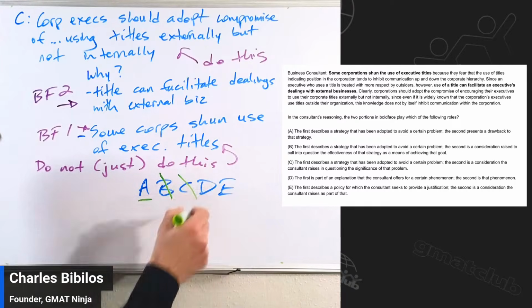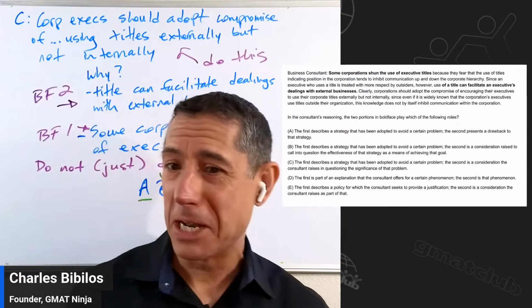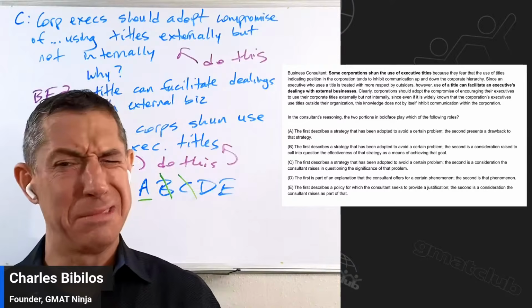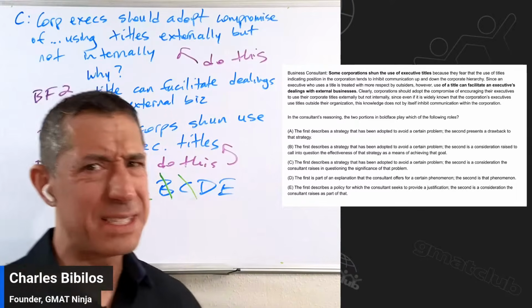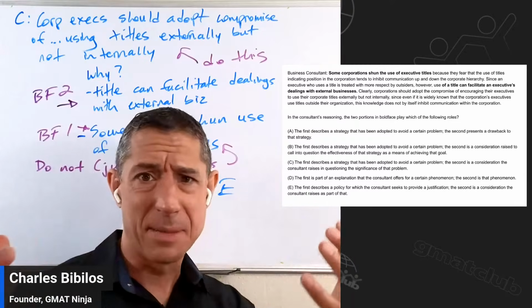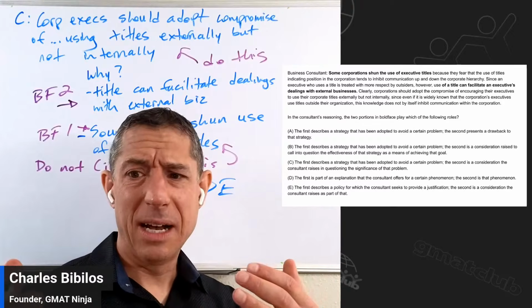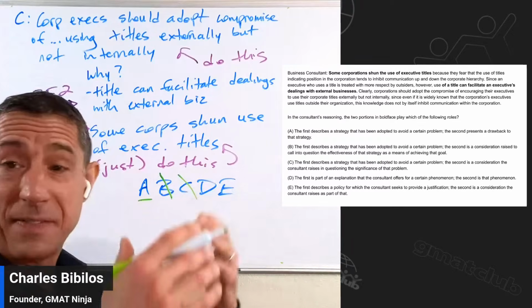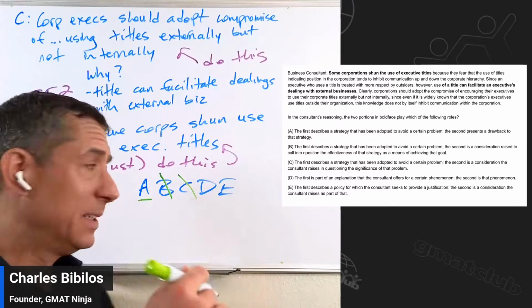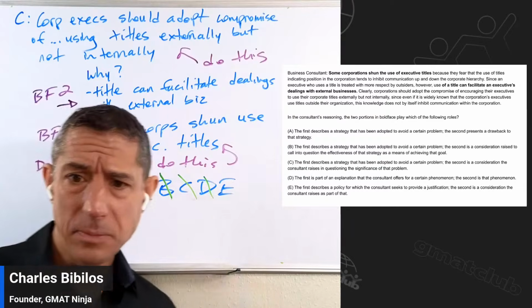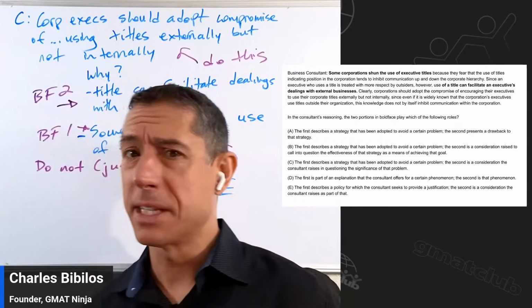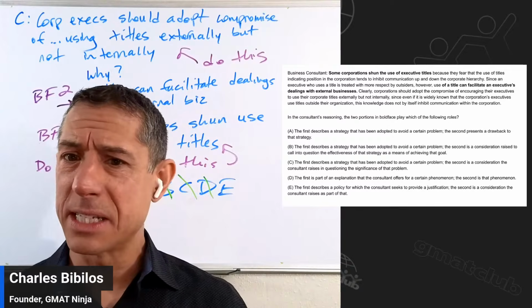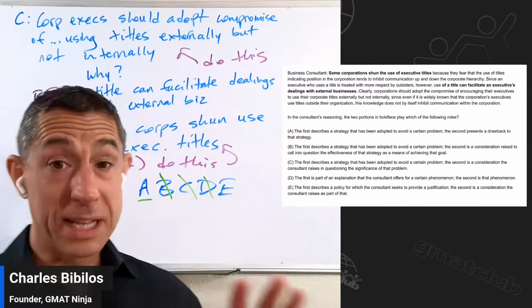That's why C's out. D, the first is part of an explanation the consultant offers for a certain phenomenon. It's not an explanation, right? This is just a practice, right? It's something that companies are doing. Second, is that phenomenon? Definitely not. Second is not the phenomenon that is being explained here at all. So D is out. E, the first describes a policy for which the consultant seeks to provide a justification. Right there, we could get rid of it.